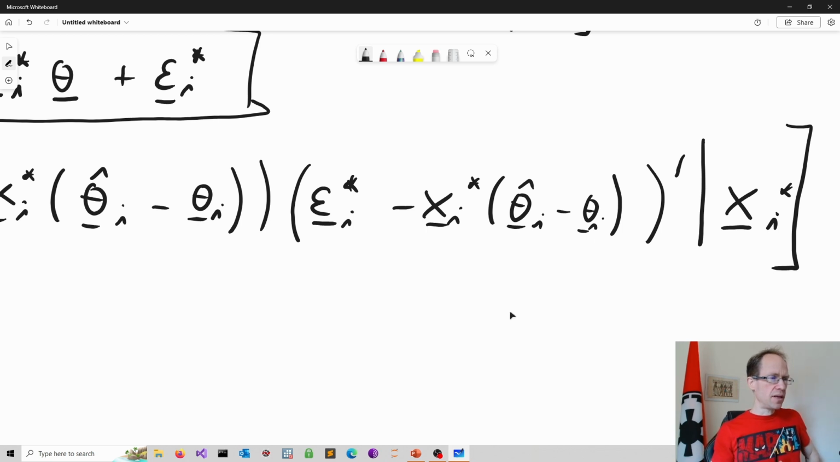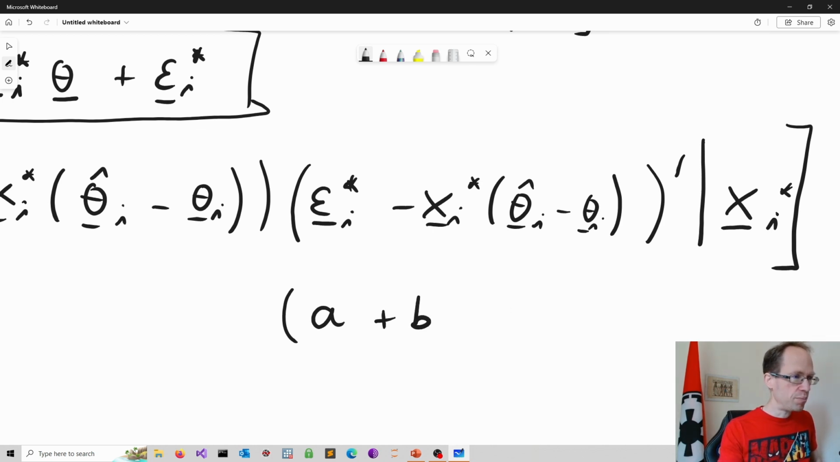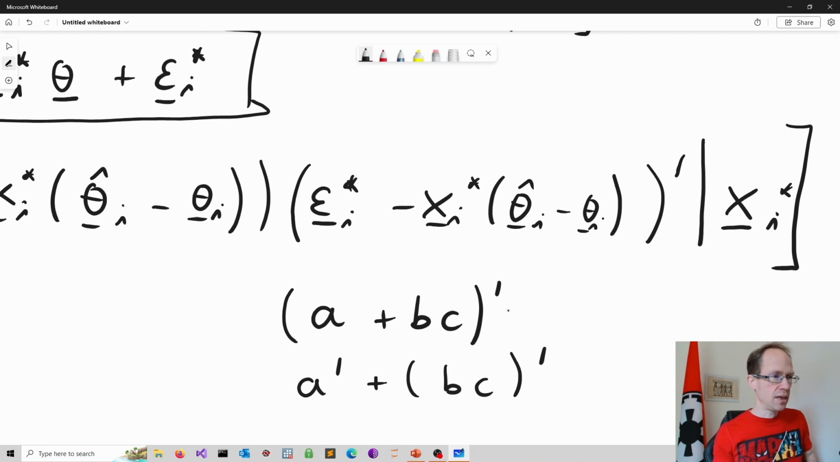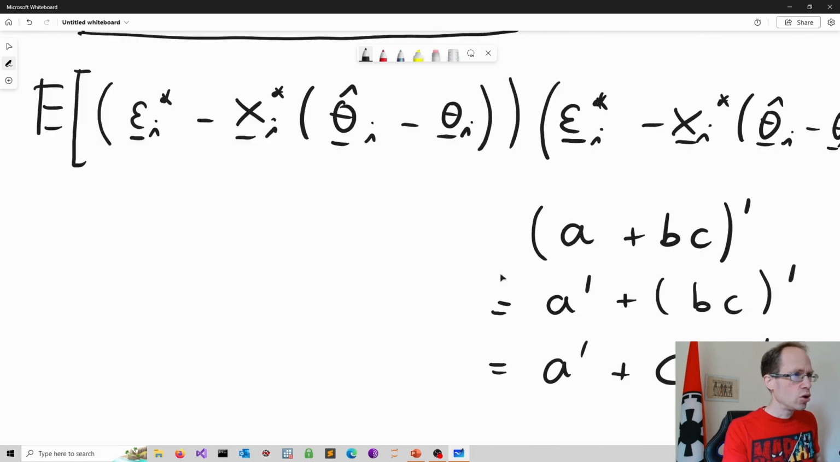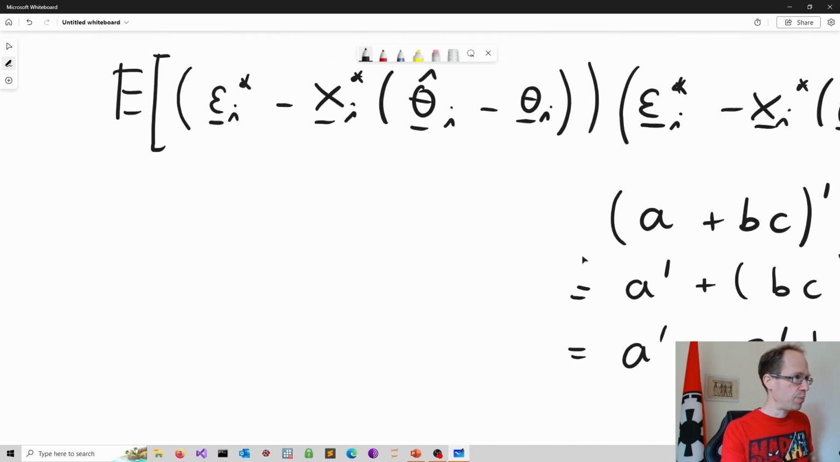Now, the transpose works in the following way. I might just illustrate this here, just as a little note on the side. If you have a term A, this might be a vector, matrix, whatever, plus BC transpose. If I apply the transpose, I get A transpose plus BC transpose. And if I want to apply the transpose for the product here, I have to switch them, so you get C transpose, B transpose. Good, so let me just get back into it.